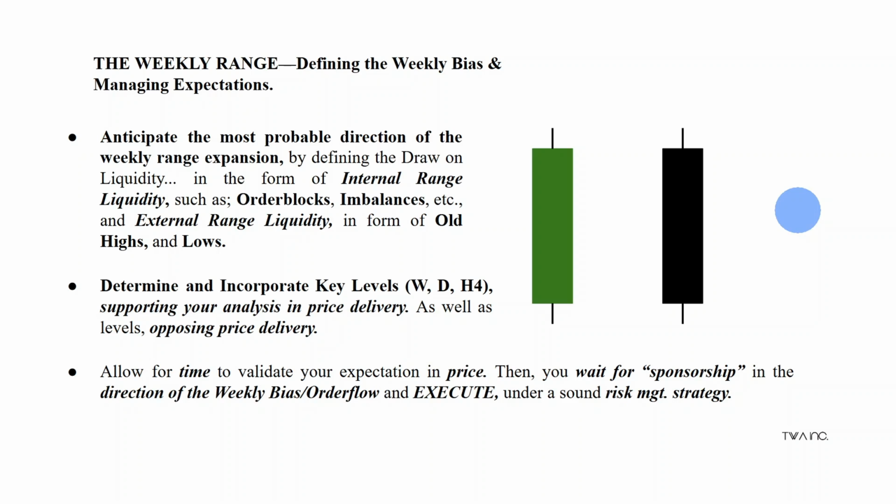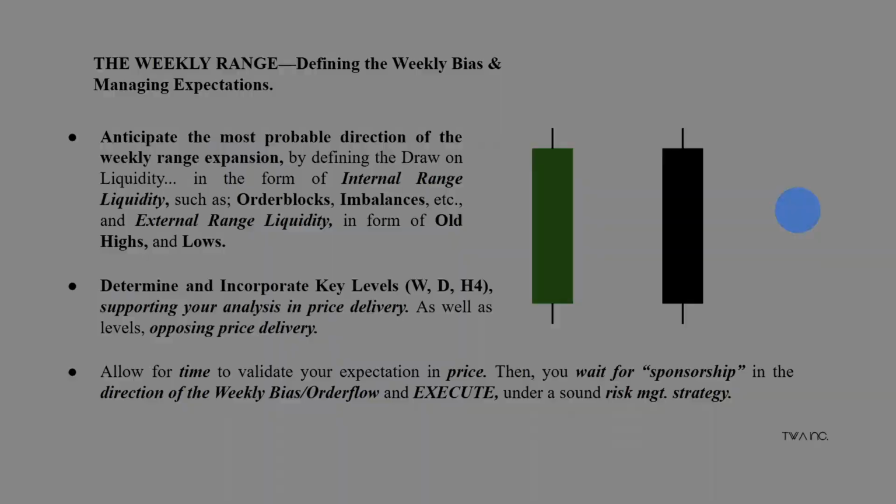So now, after you've anticipated the most probable direction of the weekly range expansion by defining the draw on liquidity, you determine and incorporate key levels, of course, and you allow for time to validate your expectation. You know about how day of the week influences the weekly range, how Monday to Tuesday and all of that, and after that you wait for sponsorship. Once they've hit your key level, you want to see prices trade in the direction of your weekly bias. That is sponsorship, and then you can now execute under a sound risk management strategy.